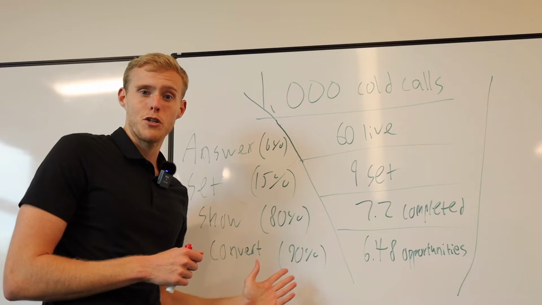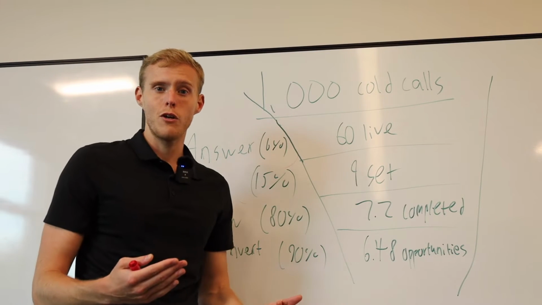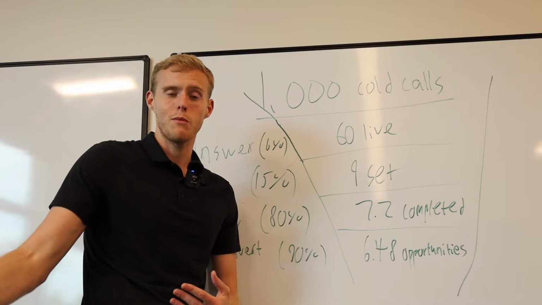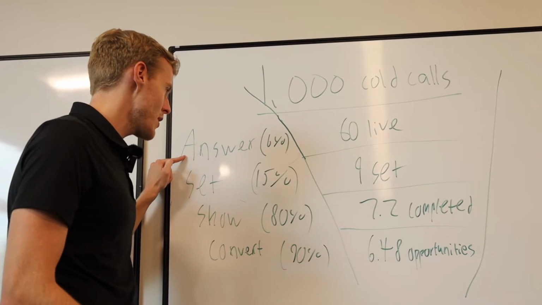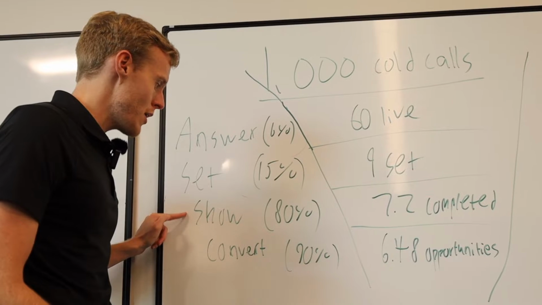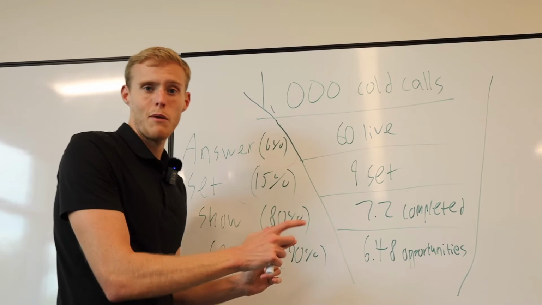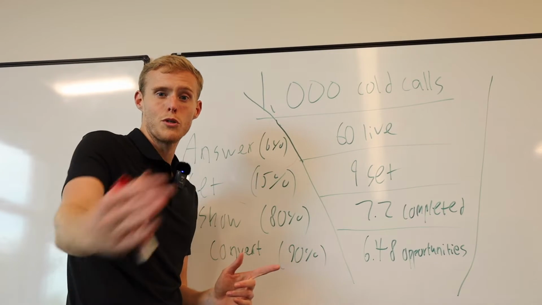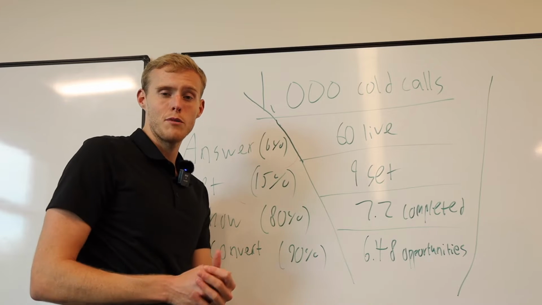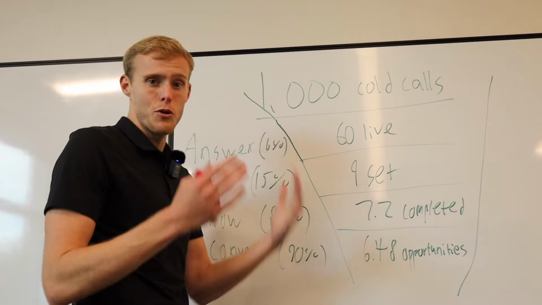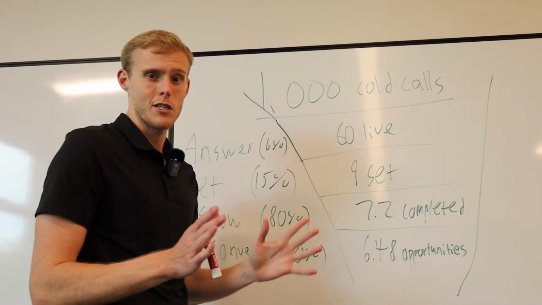These are Moneyball metrics right here. You can quantify your efficiency as an outbound prospector by looking at your answer rate, your set rate, your show rate, and your convert rate. And I'm going to talk about the baseline metrics that you should hold yourself accountable to, and/or your reps if you happen to be a leader. And you can really start to make it an execution game, and this is how you do it.